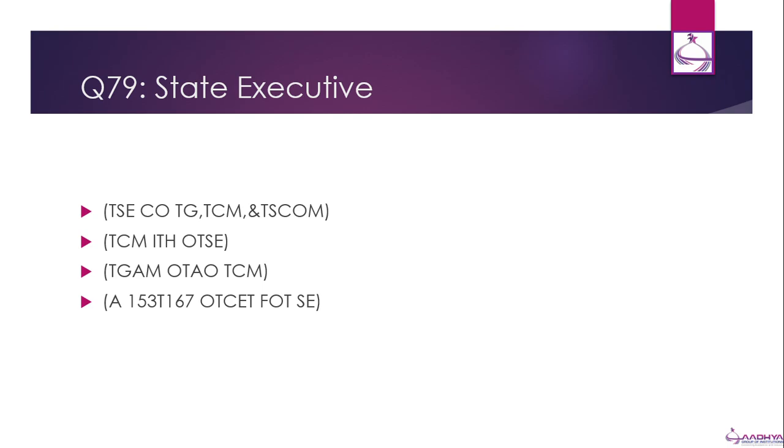State Executive. The state executive consists of the governor, the chief minister, and the state council of ministers. The chief minister is the head of the state executive. The governor appoints ministers on the advice of the chief minister. Article 153 to 167 of the Constitution explains the functions of the state executive.